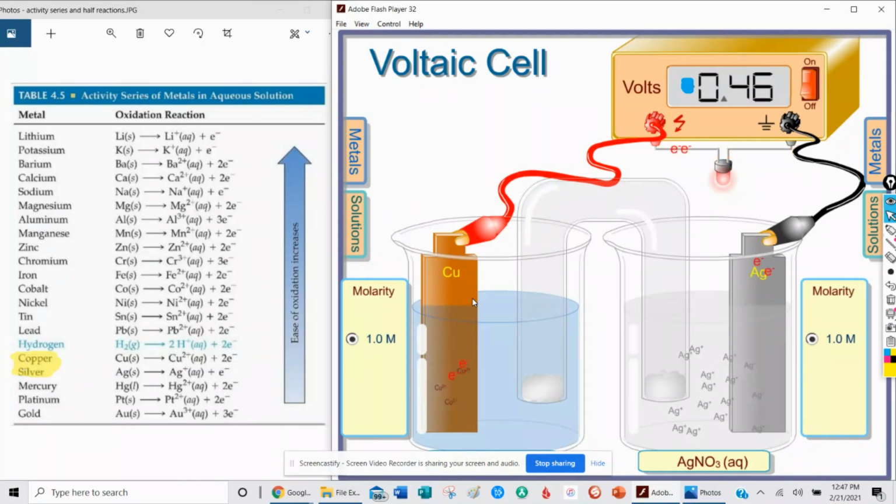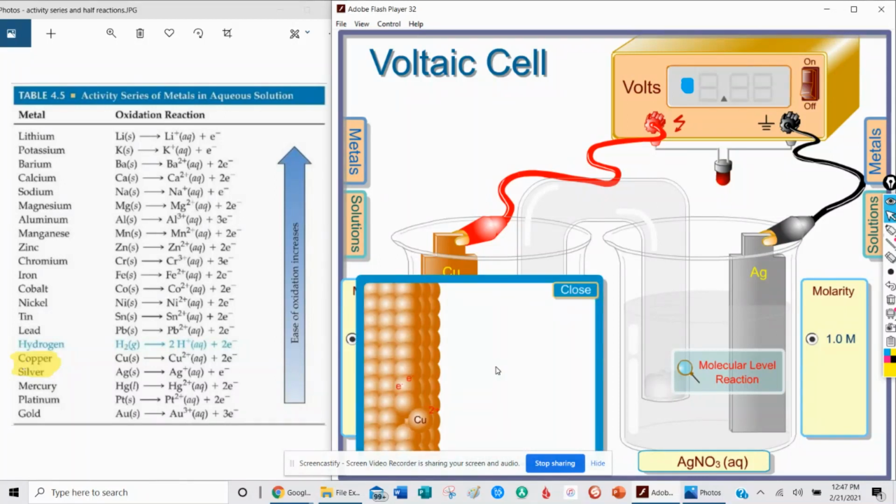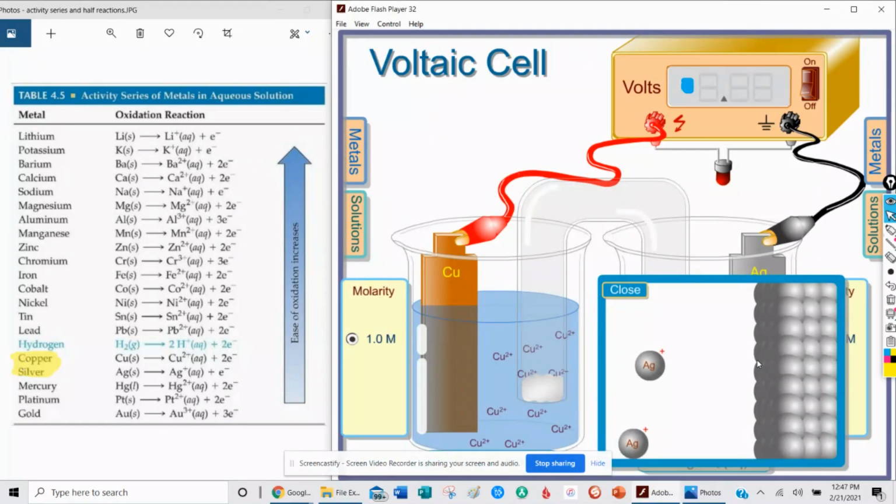Our copper is being oxidized because it's our anode. It's losing those electrons. And our silver is being reduced because that's our cathode and electrons are going there. And the silver metal is plating onto this cathode. And we can see that on a molecular level. Here is our anode and our electrons are being lost and copper is going into solution as ions.